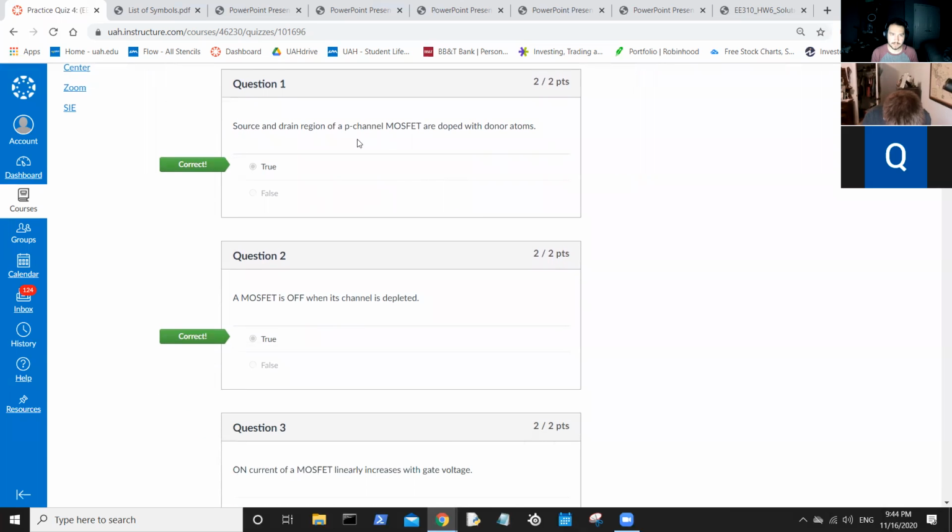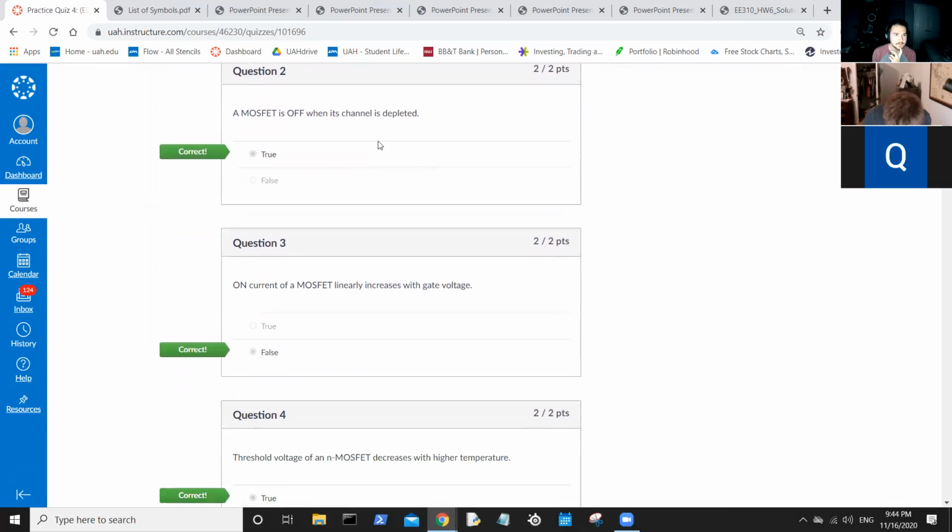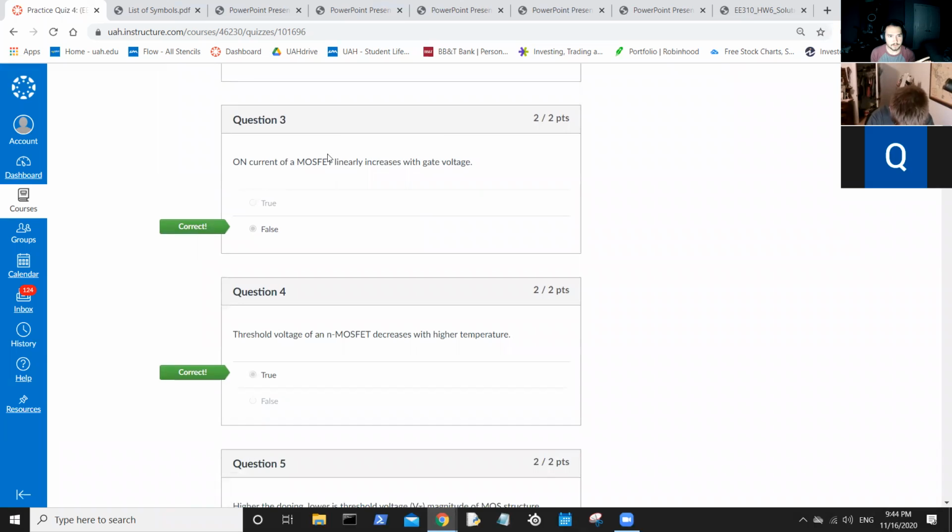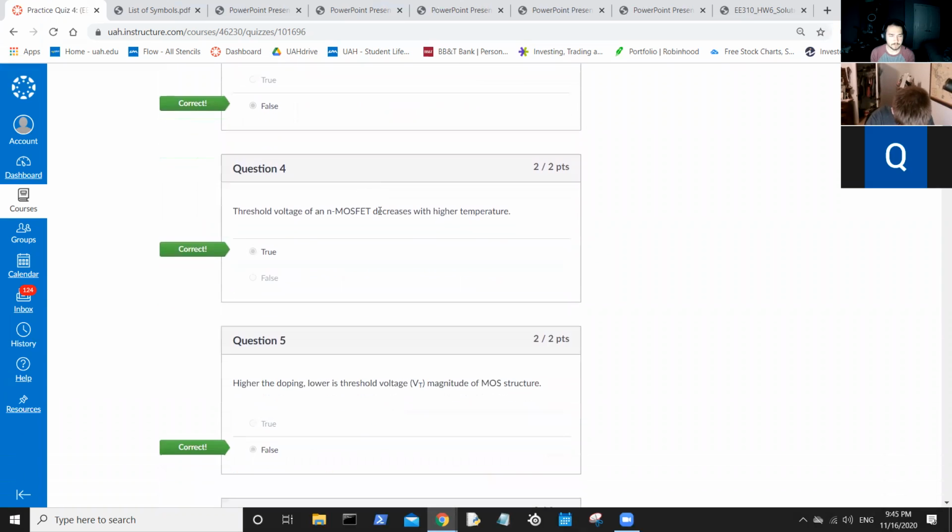So let's start off with question 1. Does anyone have any problems with this? All right, cool. Does anyone have any problems with this? Now that we know this is correct, everyone remember the off condition. I think there's several conditions for off now that I think about it, which is why I was being a little suspicious earlier. Let's continue through. So a MOSFET is off when the channel is depleted. Cool. On current, yeah, we know about the exponential relationship.